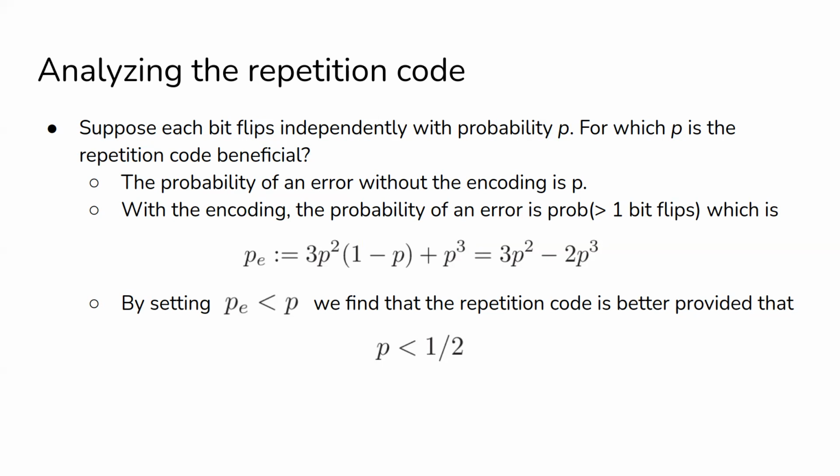And so you can simplify this. Then you set the probability of error to be less than p, and by solving this polynomial, you'll get p less than 1/2. So that's when the 3-bit repetition code is beneficial. This is somewhat similar to the thinking you do in error correction, so it's a good exercise to do. Any questions about this?